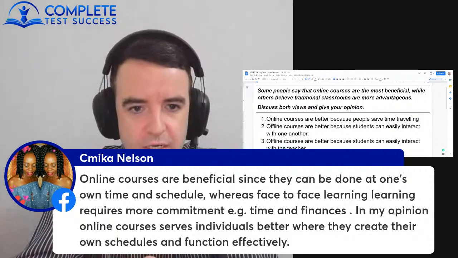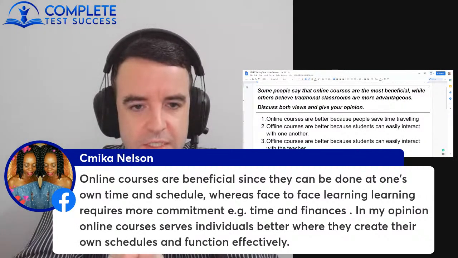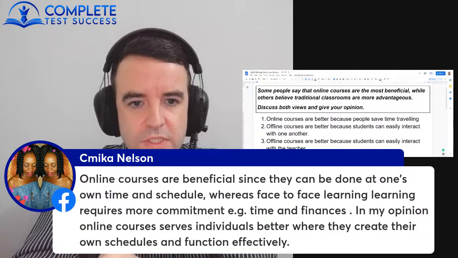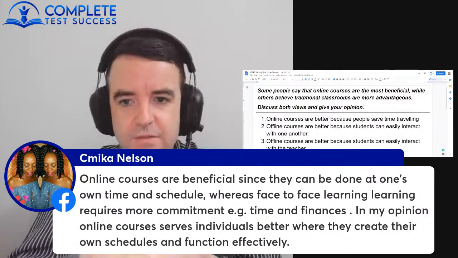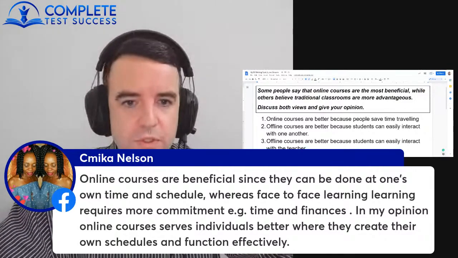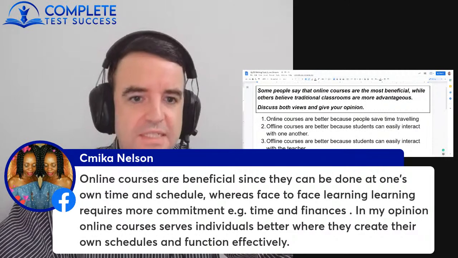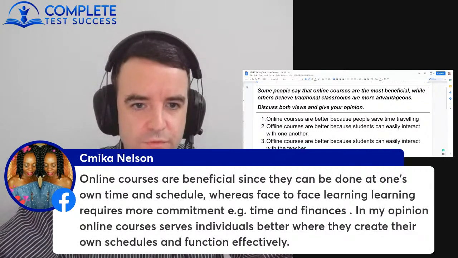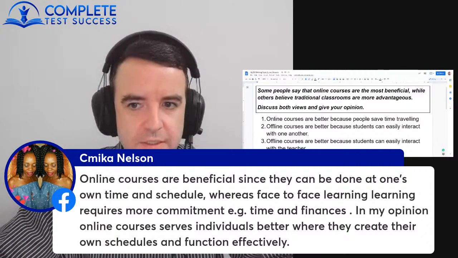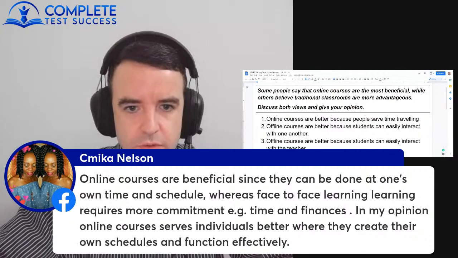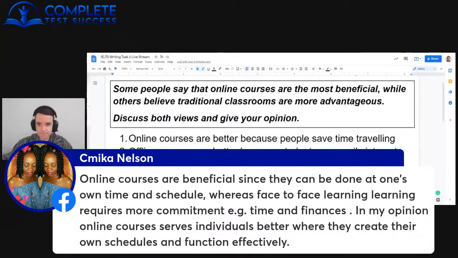In my opinion, online courses serve individuals better, where they create their own schedules and function effectively. I'm not sure what you mean by function effectively, but you said create their own schedules, and that's the same idea that you used to support the first view. So you need a different idea. You can't use the same idea for the view and your opinion. So just be careful with that as well.